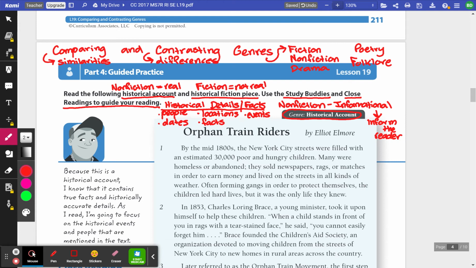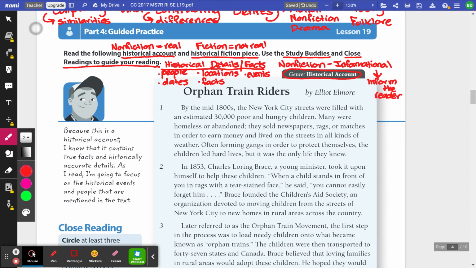So, keeping all that in mind, let's go ahead and at least look at the title of our passage. The title of this passage is Orphan Train Riders. Before I even start looking at my text, I can go ahead and break down this title. I know an orphan is someone who either something has happened to their parents, or maybe they've been abandoned.